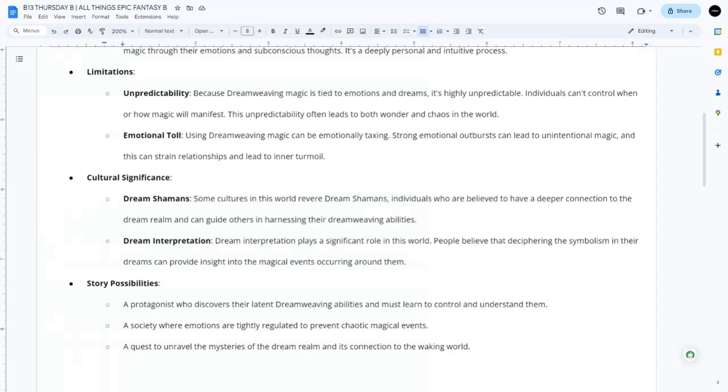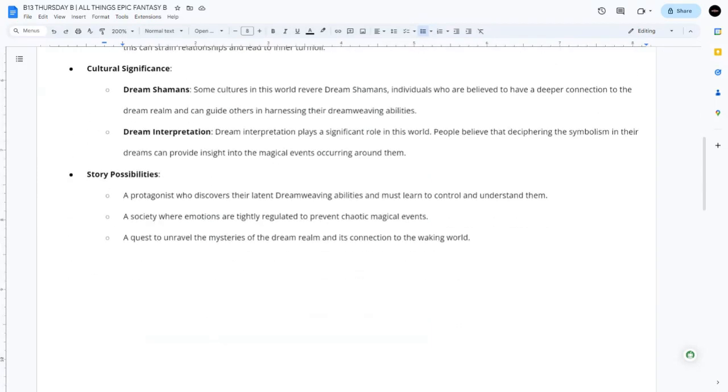All right. So, what's the cultural significance? According to this, some cultures in this world revere dream shamans, individuals who are believed to have a deeper connection to the dream realm and can guide others in harnessing their dreamweaving abilities. They also value dream interpretation. Dream interpretation plays a significant role in this world. People believe that deciphering the symbolism in their dreams can provide insight into the magical events occurring around them.